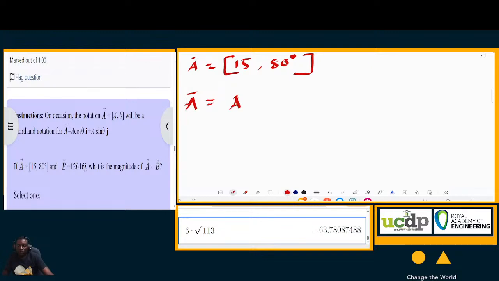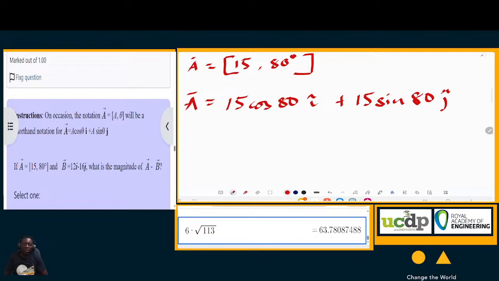The x component is going to be 15 cos 80, and the y component is going to be 15 sin 80. Wonderful. 15 cos 80 in the x. Is it plus or minus? It's plus. Someone is clapping hands. They're impressed. Well done, that's very correct. So 15 sine 80 in the j. So we now have our vector A. Thank you for that. That's very correct.